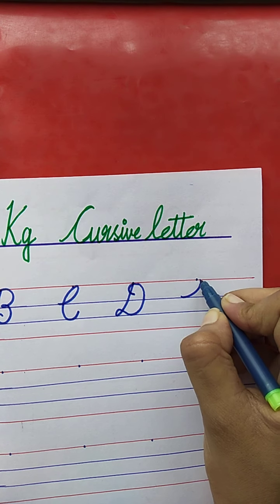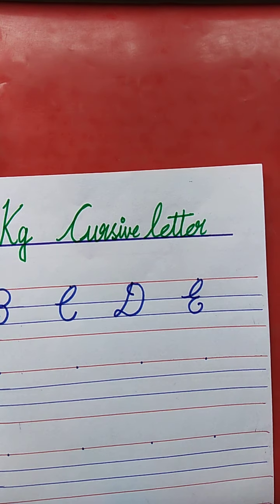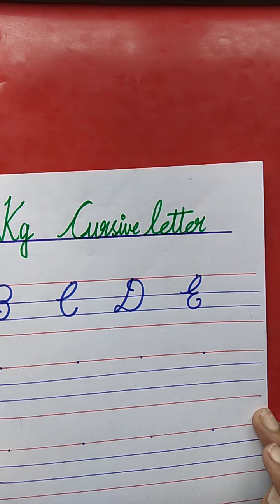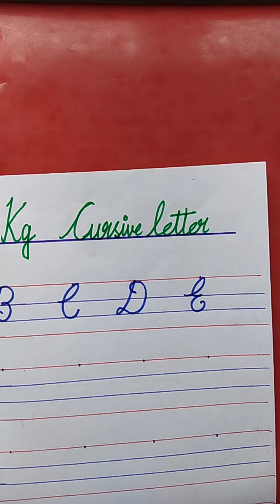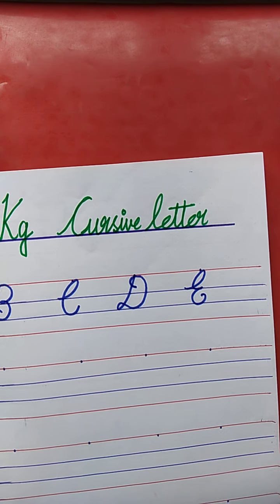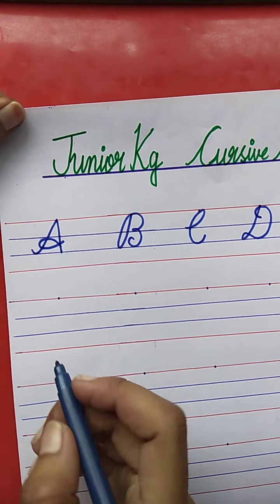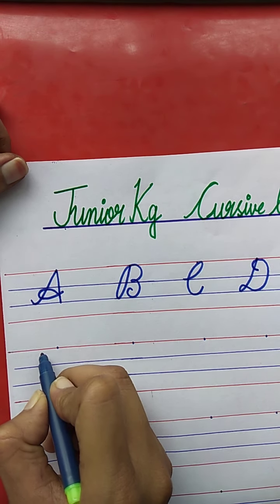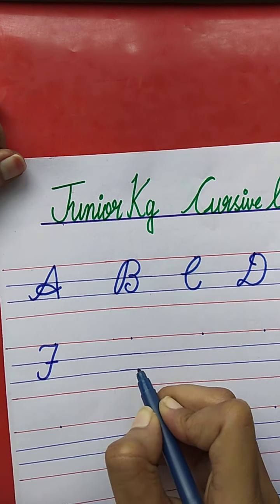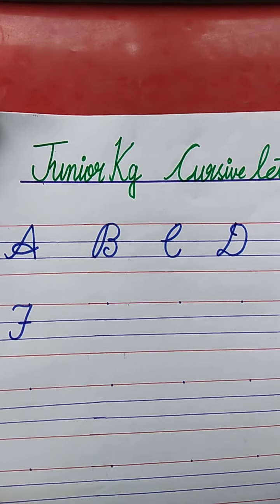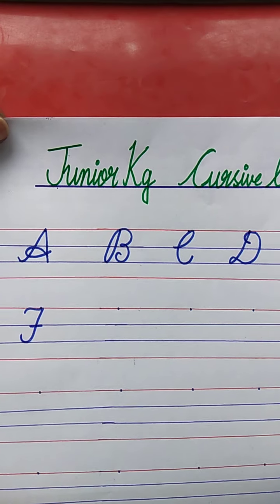See here, curve, semicircle, one more semicircle and stop here. E. E for elephant. Speak with me. The spelling of elephant, E-L-E-P-H-A-N-T. Elephant. Now tell me the next letter. F. F for fish. See here, curve, slanting line, sleeping line. F for fish. The spelling of fish, F-I-S-H. Fish.